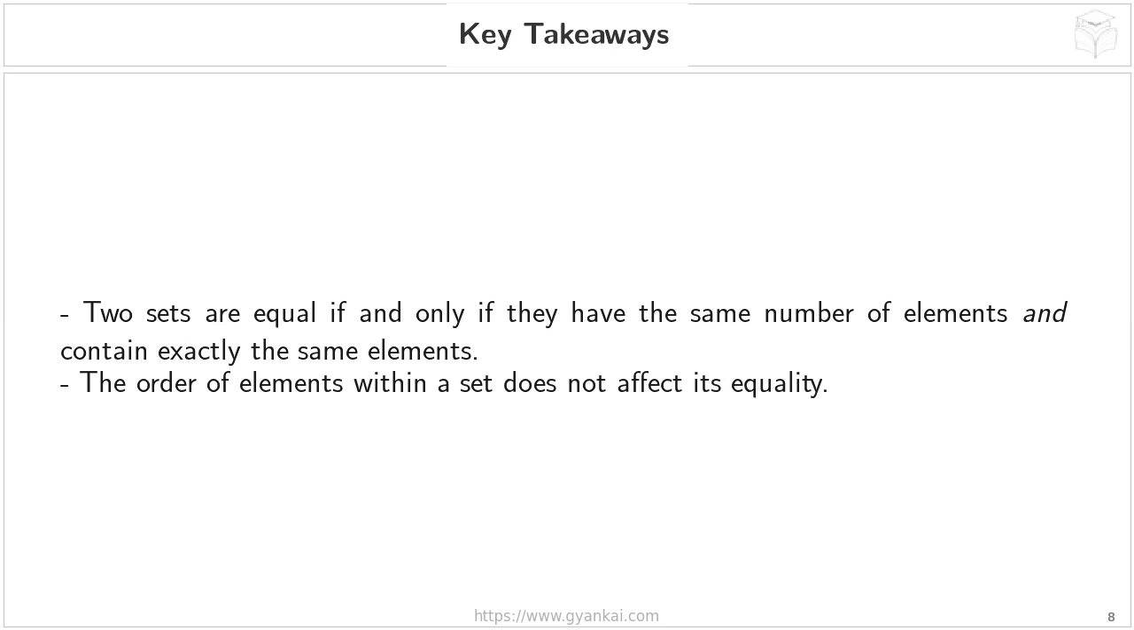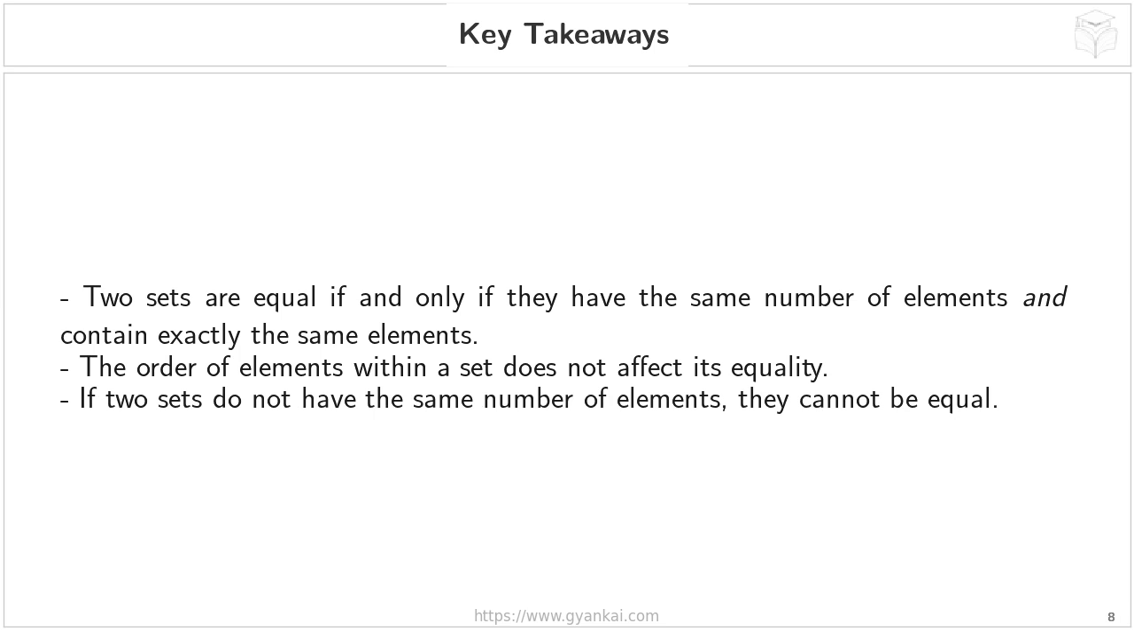Next, remember that the order of elements within a set does not affect its equality. This might seem a little strange if you're used to lists, but sets are unordered collections. So, a set containing 1, 2, and 3 is considered the same as a set containing 3, 1, and 2. We demonstrated this with sets A and B, and C and D. Rearranging the elements didn't change the fact that they were equal.